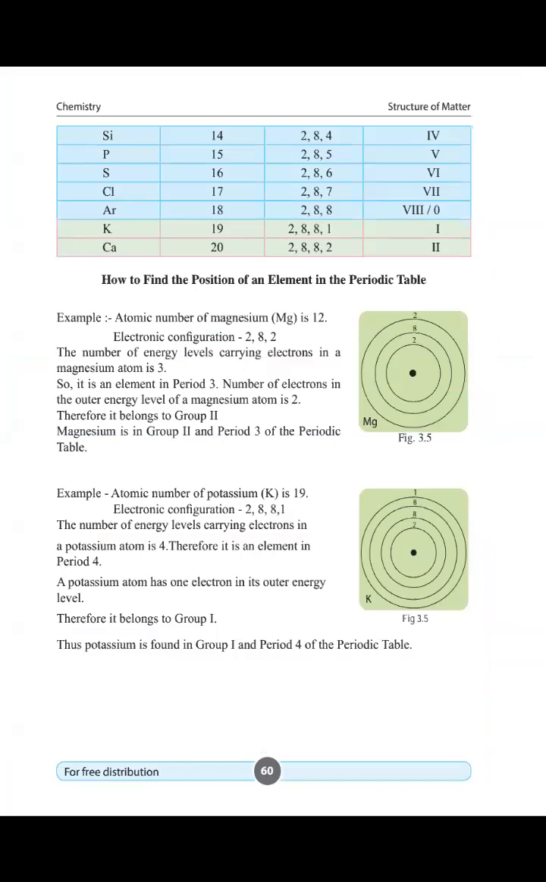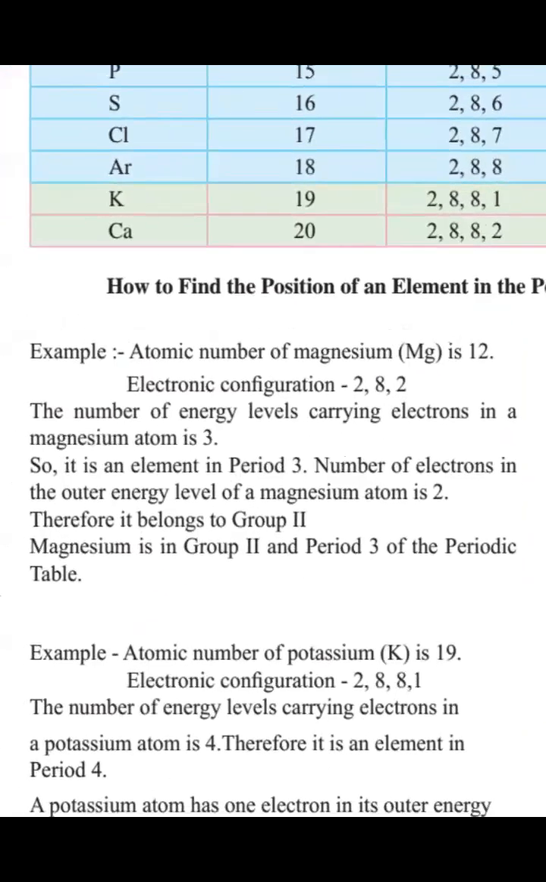Now, if you know the period and the group, you can find the position of any element in the periodic table. Now, if you consider magnesium, 2,8,2. 3 energy levels means the third row. 2 electrons in the last energy level means group 2. Third row, group 2. Third period, group 2. That is how to find the position.